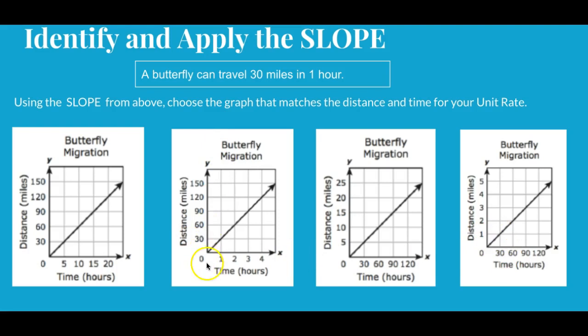Remember we said rise over run. Rise over run. That will be 1 over 30. The slope to this would be 30. The rise over run here, the rise would be a rise of 30, a run of 1. 30 over 1 reduces to 30. There's your answer.